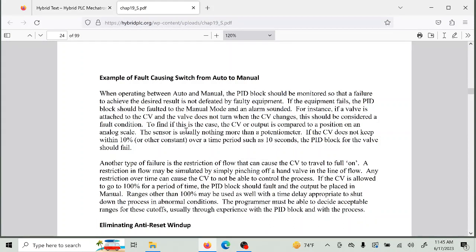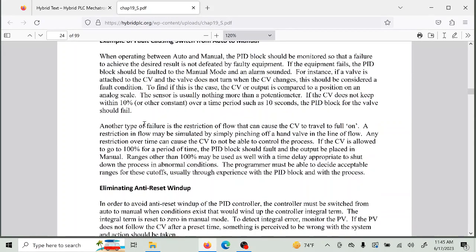Here's an example of when you turn a valve, okay, and the valve doesn't turn. This would be a fault. And if you have that fault, you want to be able to stay with the output at that particular point and not go to full on or full off. So basically what you do is you go to manual. In manual mode, your valve stays in that exact position. It does not start to go higher or go lower because you get an error.